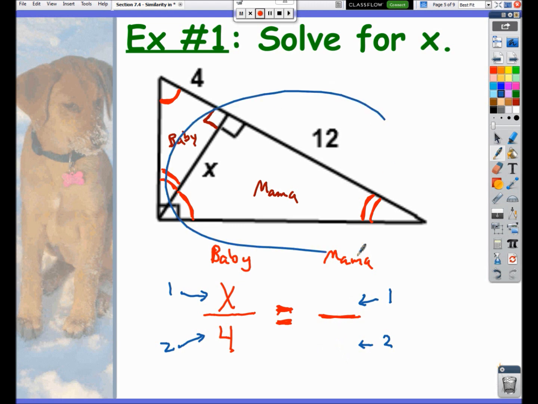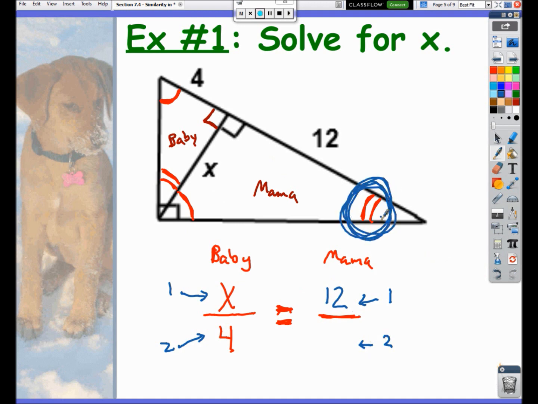So now, hunting in the mama triangle. Where's the one arced angle at in the mama triangle? Right here. Which side is opposite of it? That would be the 12 is on the opposite side. So I know the 12 has to go in the numerator. And then which side is opposite the two arced angle? Well, here's the two arced angle in mama. What's opposite of it? That would be the x. And so now here's my proportion that I can now cross multiply and solve.